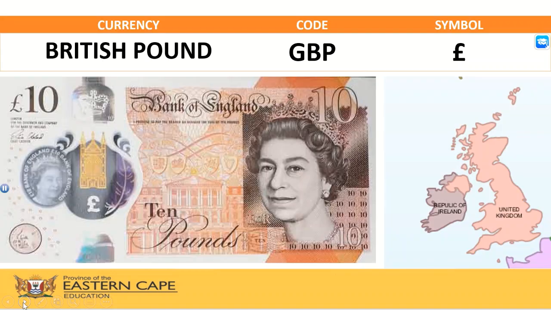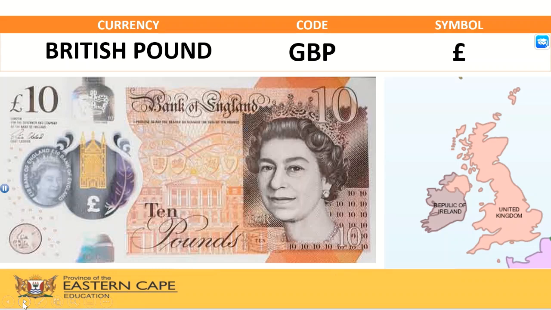The following currency is the British pound, also known as the Great British Pound or the pound sterling. The currency code is GBP, and the symbol is on the right hand side. Take a look at the image of the banknote. You will see there's Queen Elizabeth II, the Bank of England, and that is a £10 note that you see in front of you there. Now the pound is used by the countries that make up the United Kingdom.